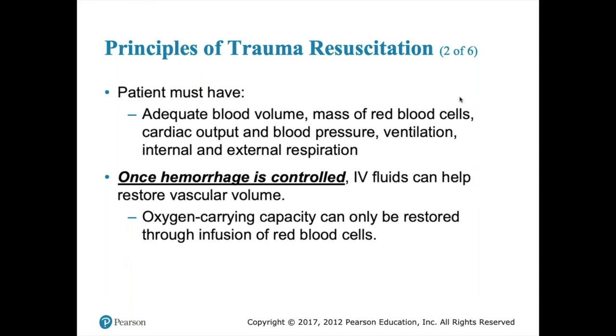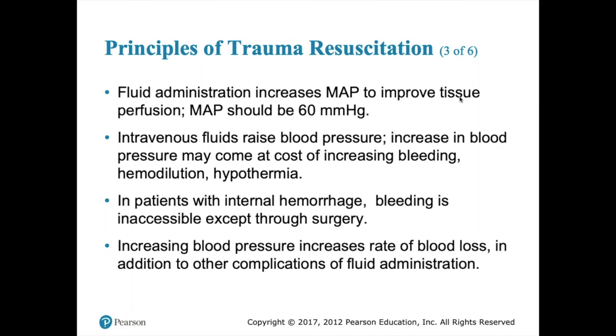500 ml boluses, recheck their blood pressure. If their blood pressure is okay, don't give them any more fluid. So here, MAP. What's mean arterial pressure? It takes into account the fact that we have systole and diastole, right? Systole, systolic blood pressure. Diastole, diastolic blood pressure. Diastole lasts twice as long as systole. Therefore, it's twice as important in figuring out perfusion.